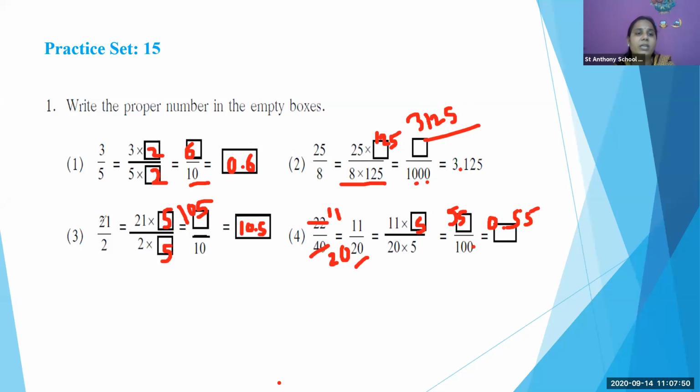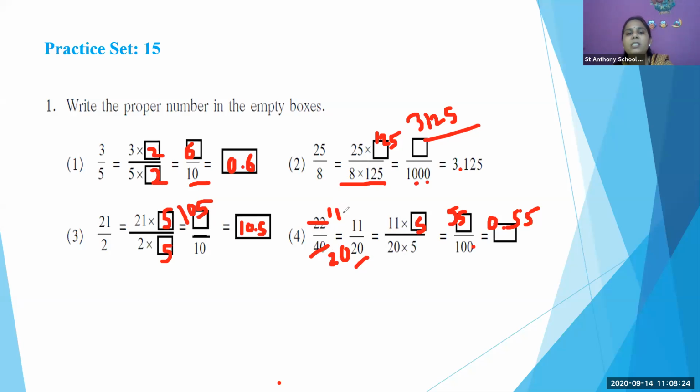Same in this case, 21 upon 2. By which number am I supposed to multiply so that the answer is 10? 2 5s are 10. If I multiply the denominator 2 by 5, I must multiply the numerator by 5 only. So 21 into 5 is 105. Now 10 is there, so I put my decimal point before one digit only. So 10.5 is the answer.